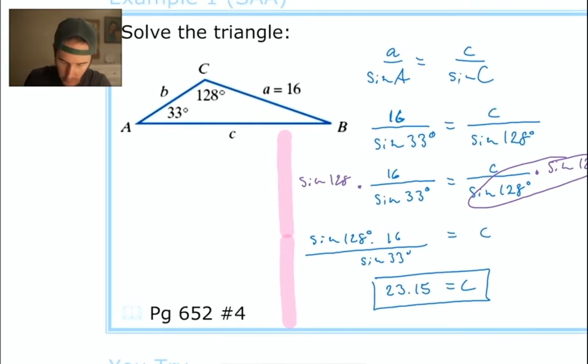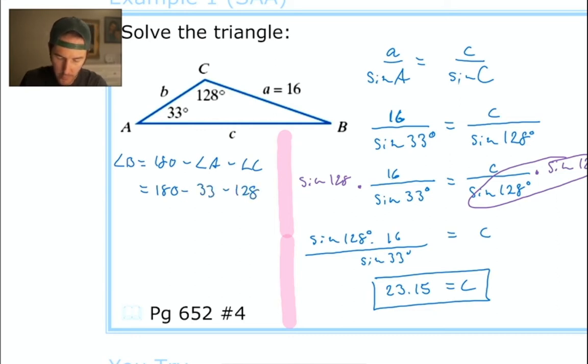So let's write ourselves a little note. Let's say angle B equals 180 minus angle A minus angle C. So that's equal then to 180 degrees minus 33 degrees minus 128 degrees.